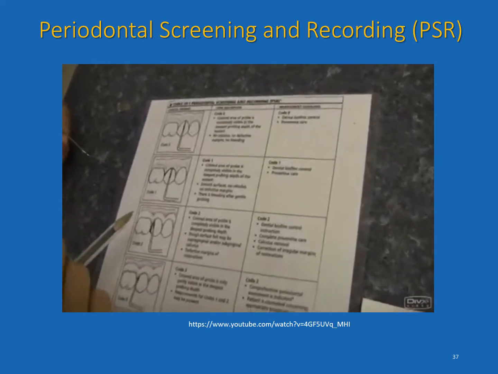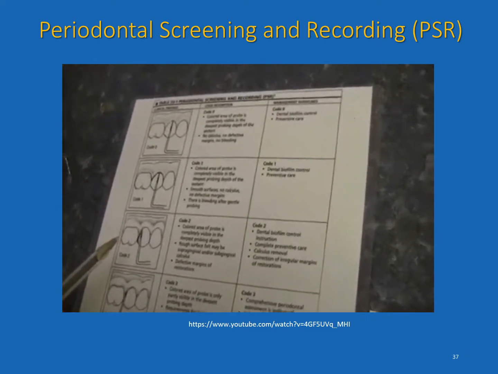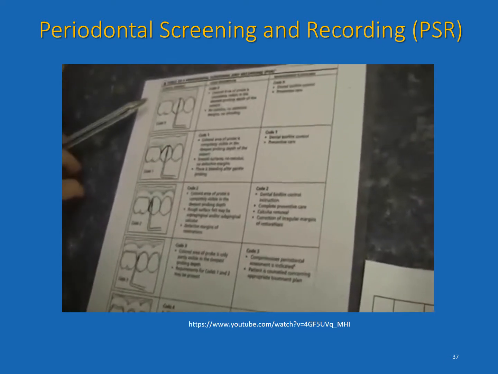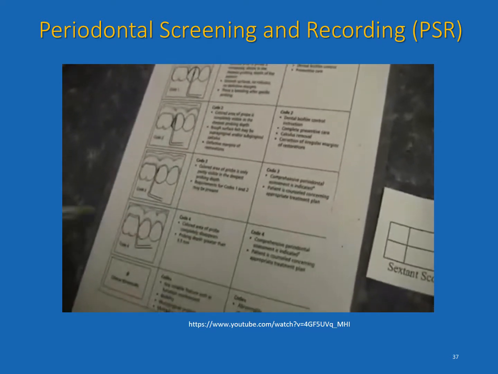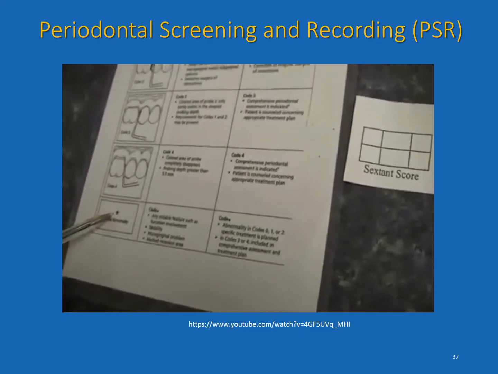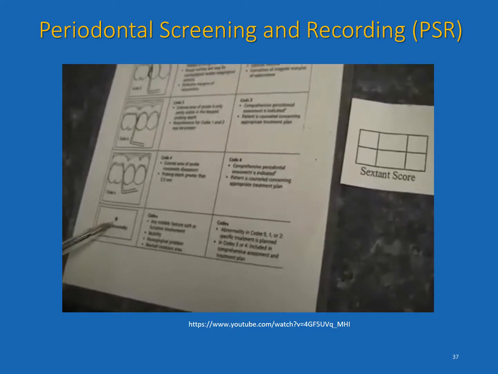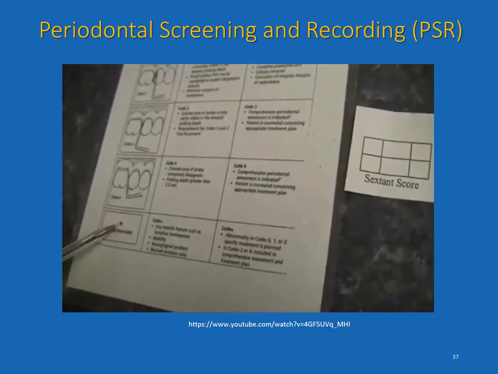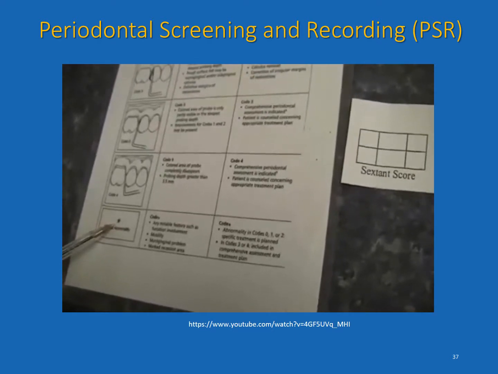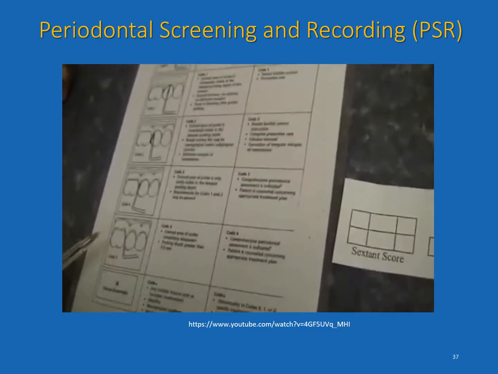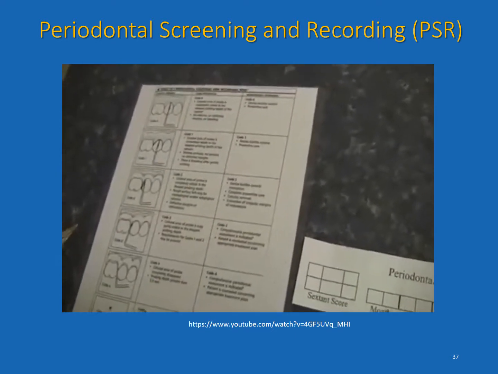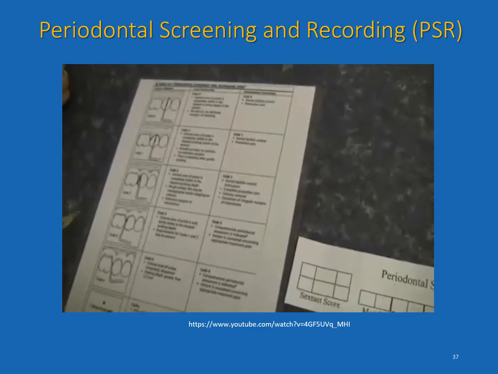So these are the codes for the PSR, the periodontal screening and recording, and we have 5 codes. They go from 0 to 4, so 0, 1, 2, 3, and 4, and then there can also be an asterisk if necessary. Now, it isn't absolutely necessary that each sextant will have one, but if some of these features are present, we will give a sextant an asterisk. Every sextant only gets 1 code, so therefore in a mouth there will be 6 codes altogether.